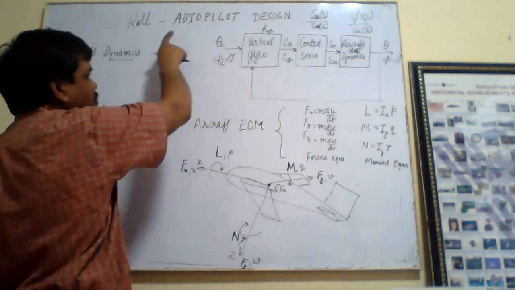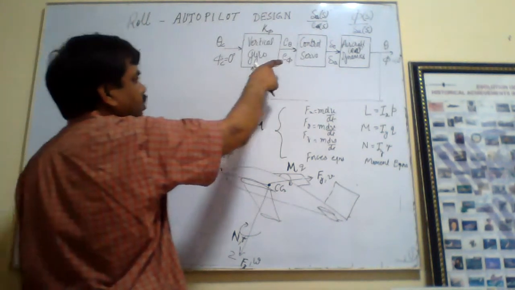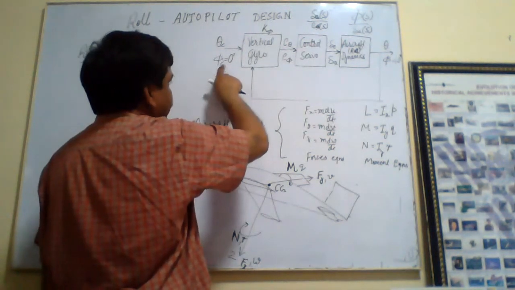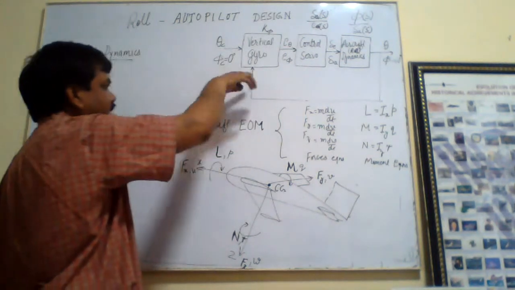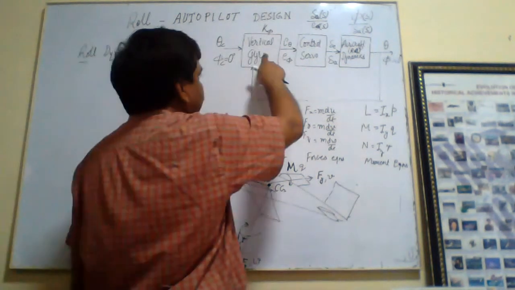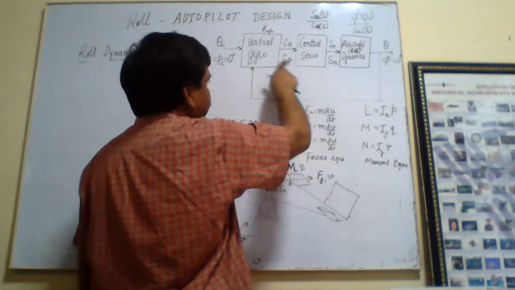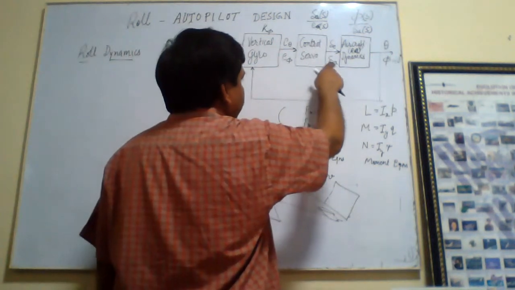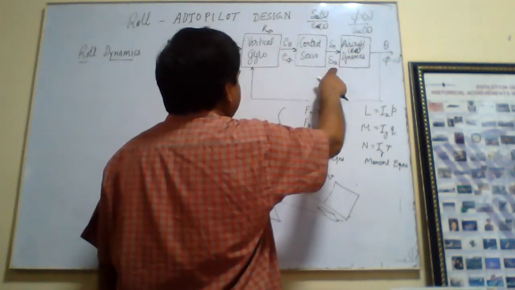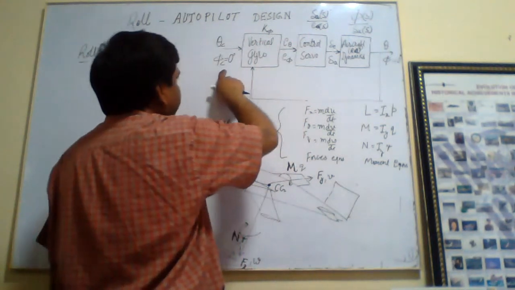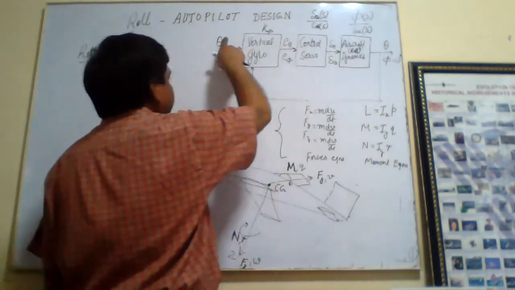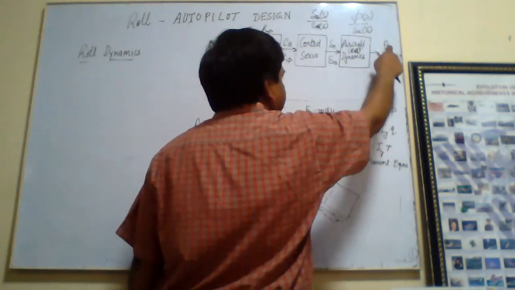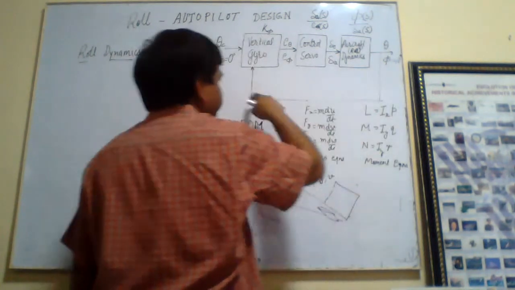So in the design of the roll autopilot, the autopilot includes a vertical gyro, which has an input, the commanded bank angle. In normal flight, we have this bank angle as 0 degrees, and the vertical gyro gives the error in the bank angle. Then we have control servos which deflect the aileron in case of a bank or roll autopilot, or the elevator in case of a pitch autopilot, and finally give the actual value of pitch or bank angle at any point in time.